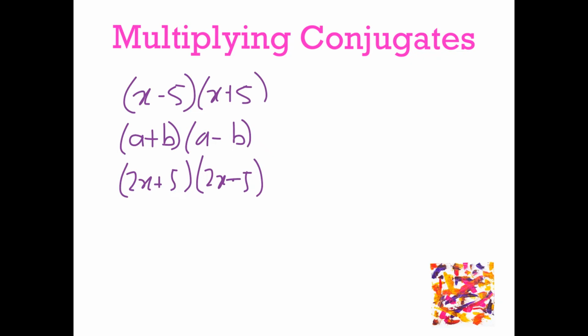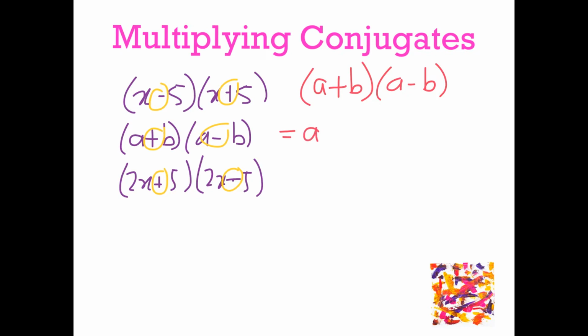Do you see the pattern? The pattern is both conjugates end up having exactly the same terms. The only thing that differs is one has a plus sign, one has a minus sign. Doesn't matter what order you write them in, you just notice that one has a plus sign, one has a minus sign. So how can we use that to figure out a pattern? So we have a plus b times a minus b. Let's start by just FOILing these and looking at it the old-fashioned way.